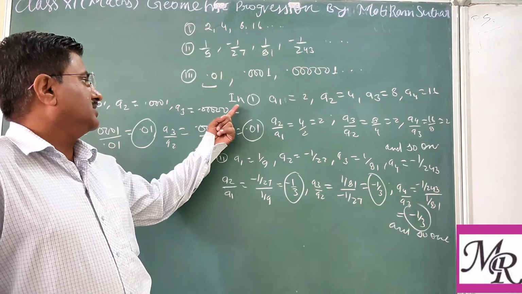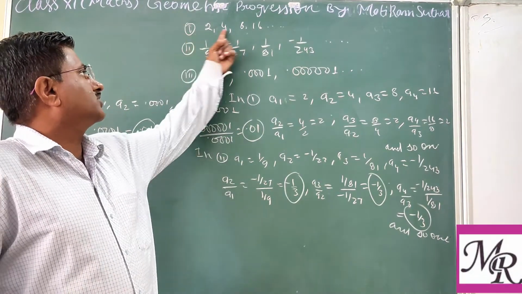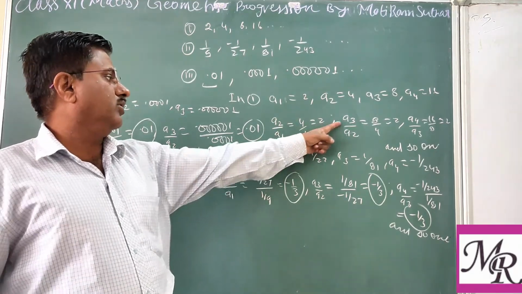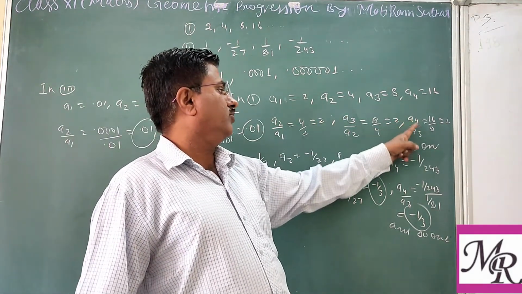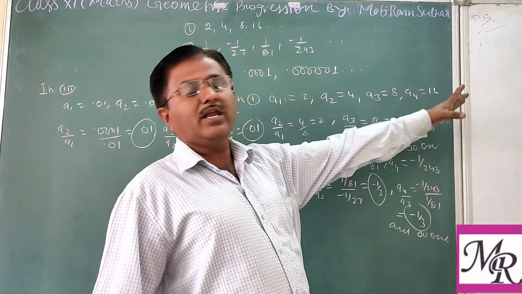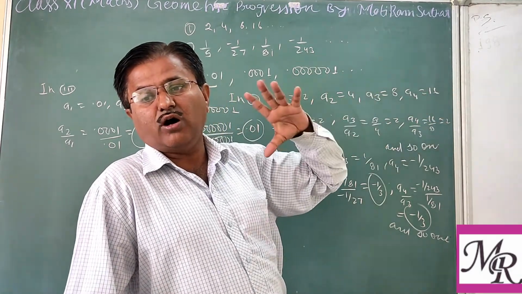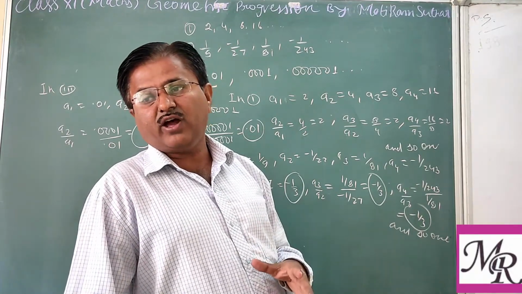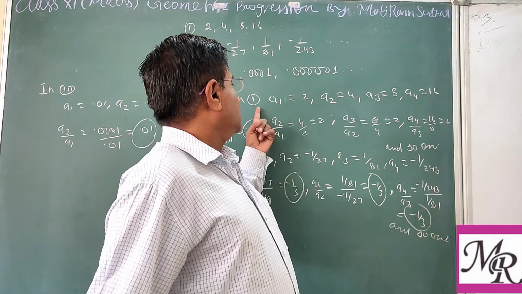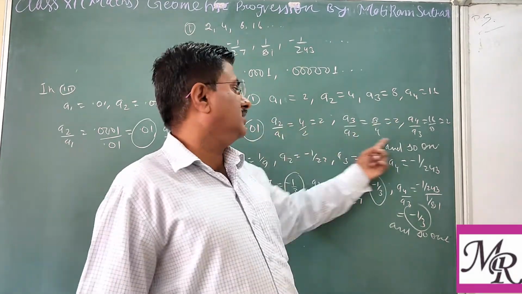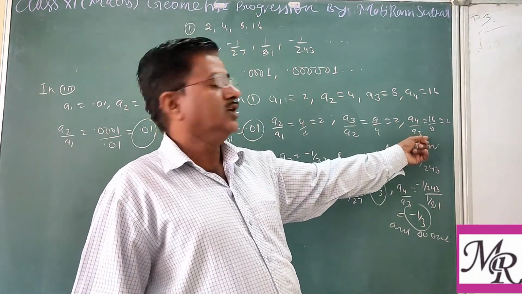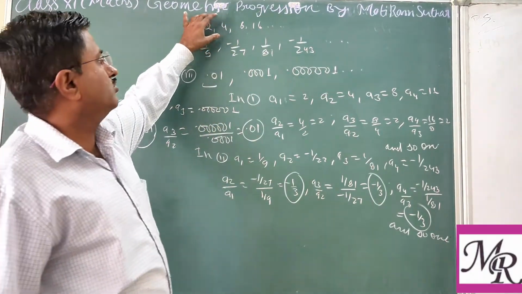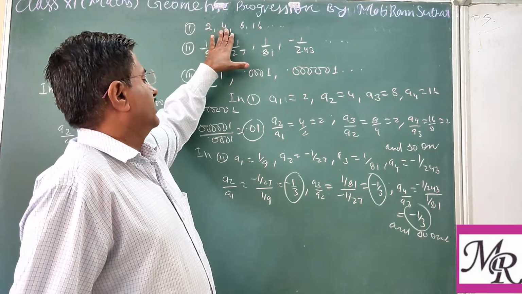Clear? So you can see, as in the first, this constant ratio is 2. A2 by A1 is 2, A3 by A2 is 2, A4 by A3 is 2. Similarly, if you want to find the ratio of A5 by A4, that is 2, A6 by A5, that is 2. So throughout the progression this ratio remains constant. So it is a geometrical progression. This is true for all terms except the first term, you can say.